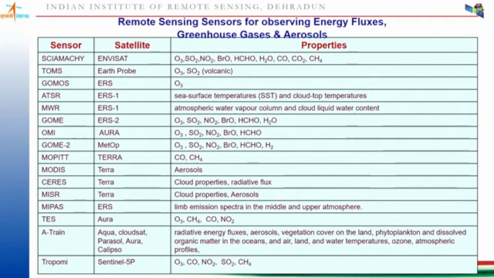So in a nutshell, this is the list of the different satellite sensors for different aspects. I have clubbed them by energy, that is the radiation, greenhouse gases and aerosols, which are a part of the atmosphere. You can see TOMS, GOME or ASTER, so we have different parameters. OMI, MOPITT, MODIS. MODIS measures not only aerosols but also different gases. CERES, MISR, TROPOMI. These measure not only ozone but CO, NO2, SO2, CH4. As I said, it depends on the wavelength of the sensor.